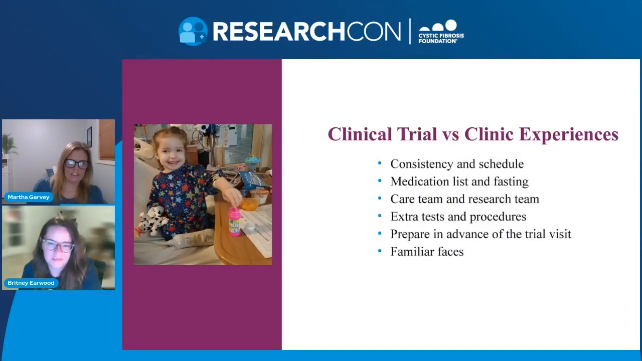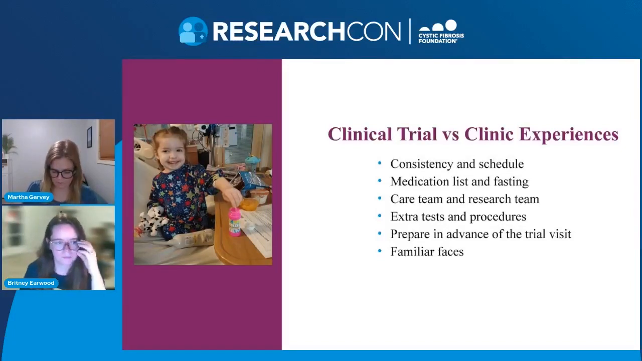So, a clinical trial versus a clinic experience. For me, the difference was consistency and my schedule. When I'm going to my normal clinic visit for a checkup, the biggest thing is going over the med list and either taking things off of it at the visit or adding things to it, depending on my health and what I need. But for a clinical trial, it was very much stressed that I need to be consistent with medications. During the trial, I cannot add, I can't take things away.